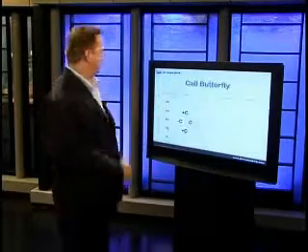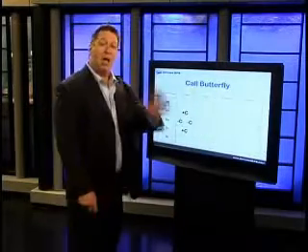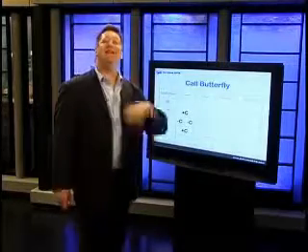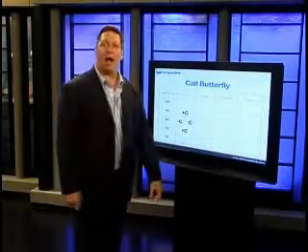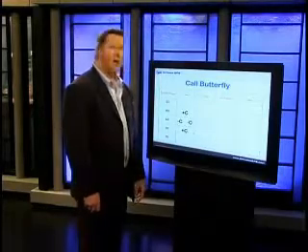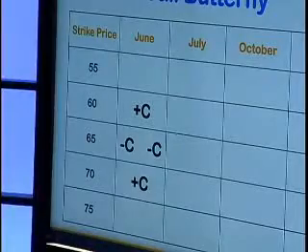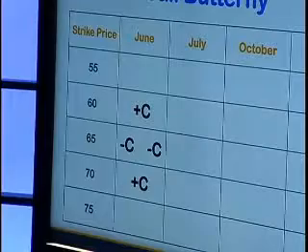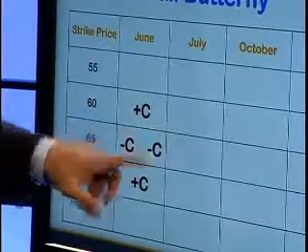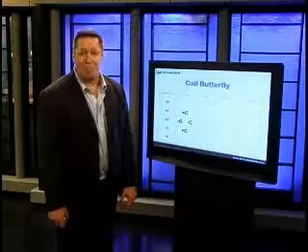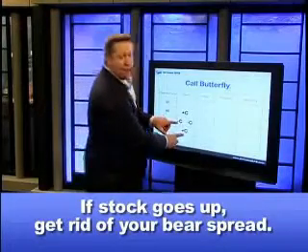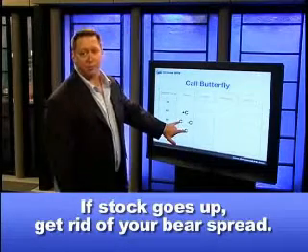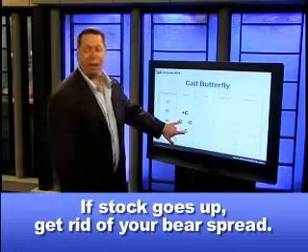So, what if the stock goes up? Here we are in a call butterfly. Two vertical spreads, a bull and a bear. Which would we like to have if the stock was going up? The bull spread, right? Come on, that was easy. I give you easy ones every once in a while. The bull spread. And we have a bull spread in here. We're long the June 60 call, short the June 65 call. That's a bull spread. This here is a bear spread. With the stock running up, it's the bear spread that's ruining our life. We need to get rid of that bear spread.